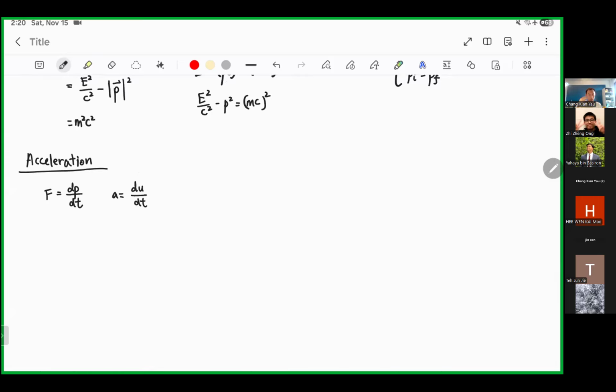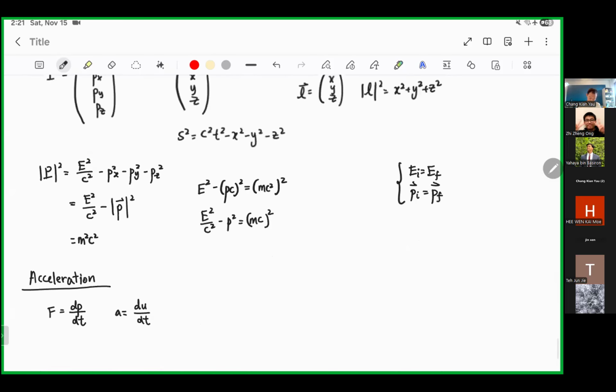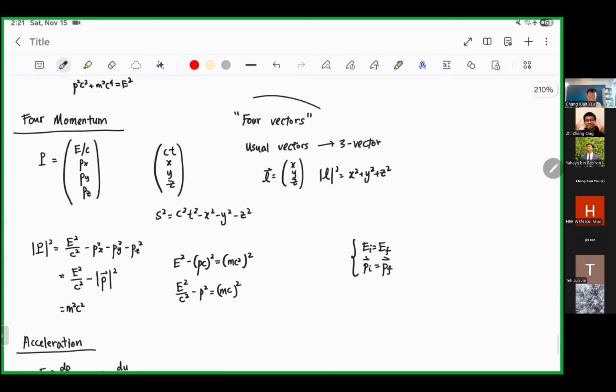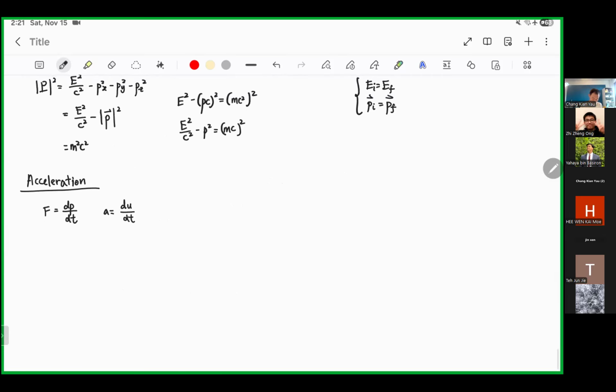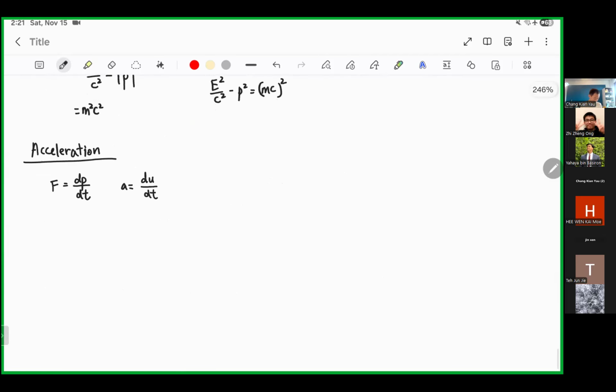Or you could do it the other way, like if you follow Morin's book. I told you there are four vectors here, and there's actually something called the four acceleration that you can read up on after, but I'm not going to talk about it. They also define acceleration their own way, but I'm just going to talk about the three acceleration here.